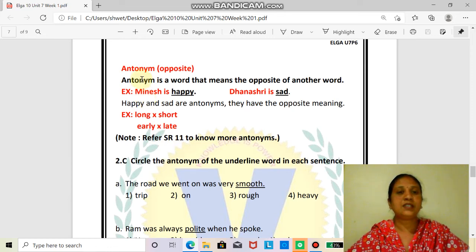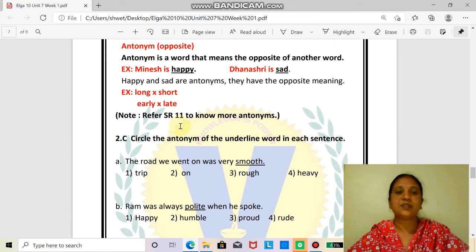Antonym means opposites. Opposite words are called antonyms. An antonym is a word that means the opposite of another word. For example, here Manish is happy and Dhanushree is sad. So here Manish is happy but Dhanushree is sad. So happy is the opposite of sad. Both are called antonyms. They give the opposite meaning. Some more examples are long opposite short, early opposite late. For opposite, another name is antonym. So let us see the exercise based on this topic.